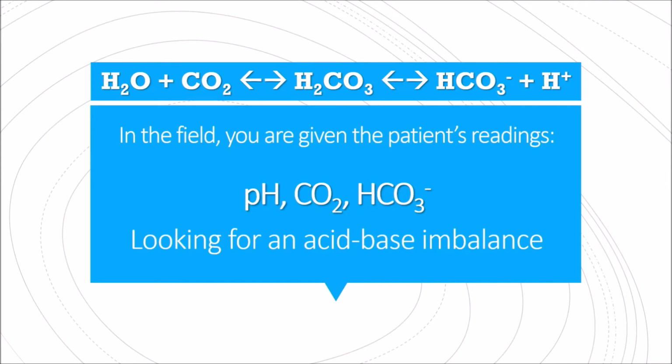Now in the field, if you're a nurse or a healthcare practitioner, you're given the patient's readings. They take a blood sample, and you're given the patient's pH, the patient's CO2 levels, and the patient's HCO3 levels. And this is the bicarb, and this is obviously carbon dioxide, and then pH. So what you're looking for is an acid-base imbalance.